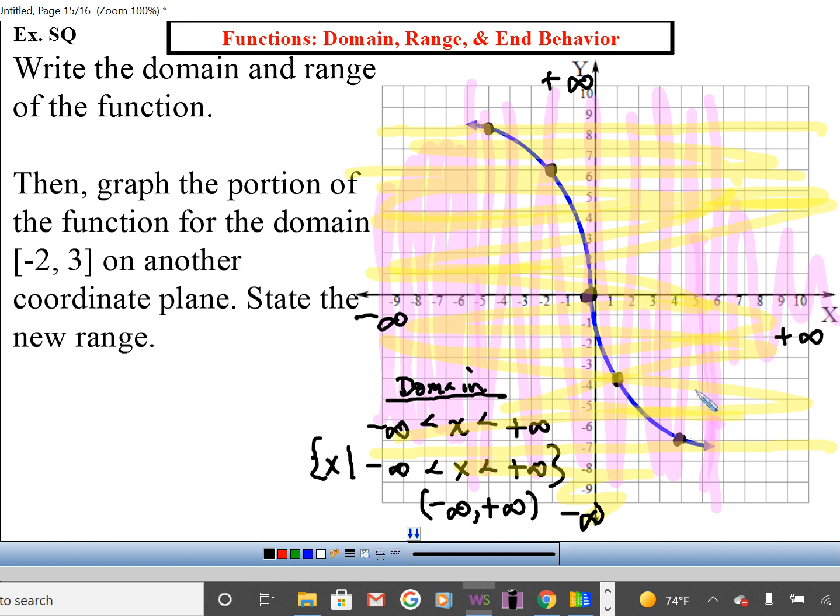So with that information, I want you to write the range. How would you write the range given those two dividing points? My dividing point down here is negative infinity, and up there is positive infinity.